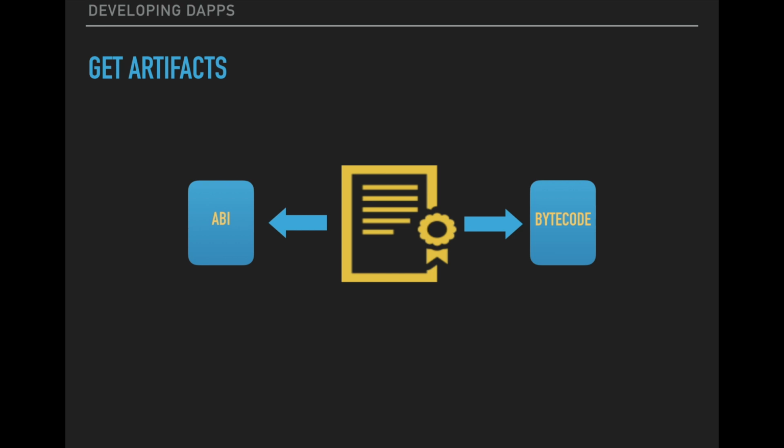The ABI is just a JSON file that is going to be read by my JavaScript code in order to help my Dapp interact with the smart contract that is deployed in the blockchain, while the bytecode is the actual smart contract that is deployed in the blockchain.